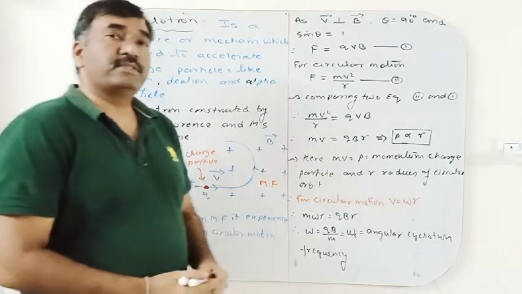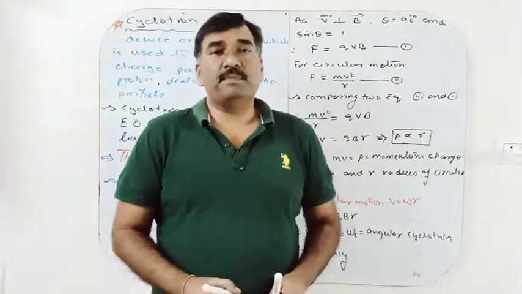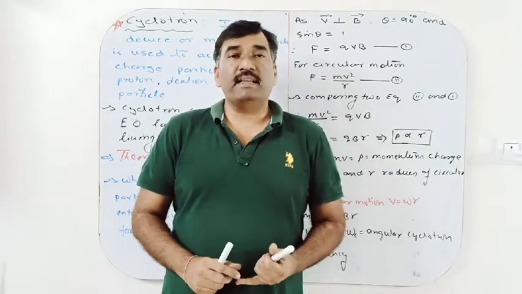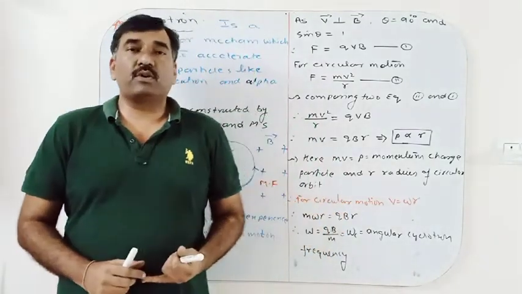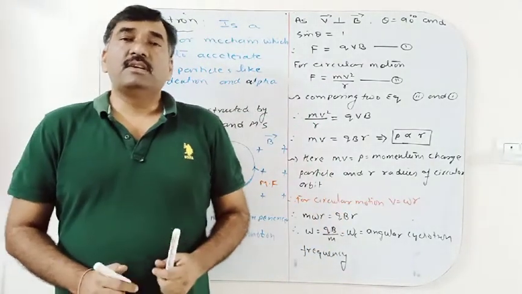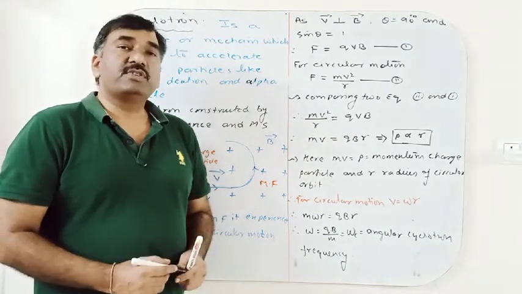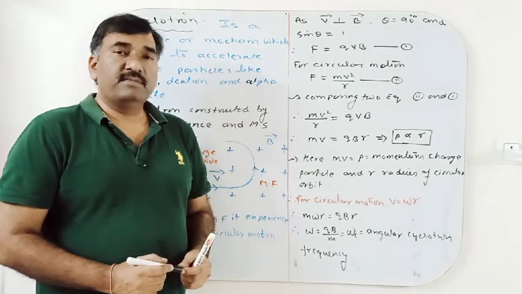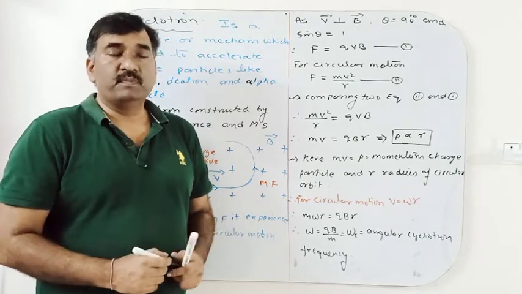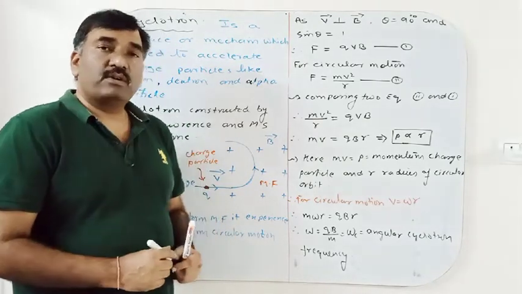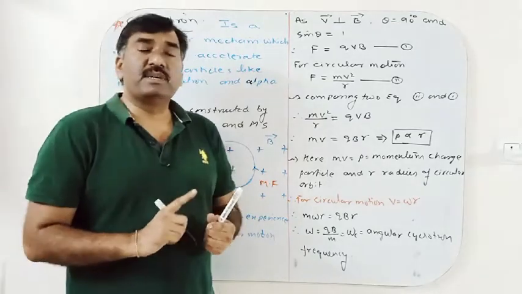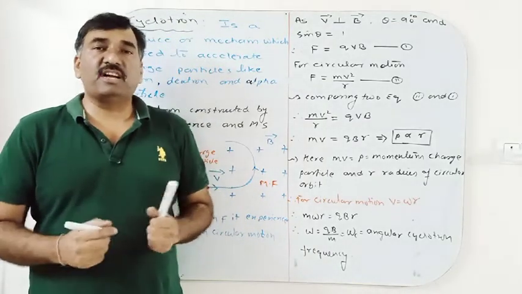Good morning, students. Till now in this chapter we have discussed the magnetic field, magnetic forces, magnetic moment, and torque acting on the rectangular coil. Now today we are going to learn one very important topic, the application of both electric field and magnetic field, that is the cyclotron. So what is a cyclotron? A cyclotron is a device or a machine which is used to accelerate charged particles.